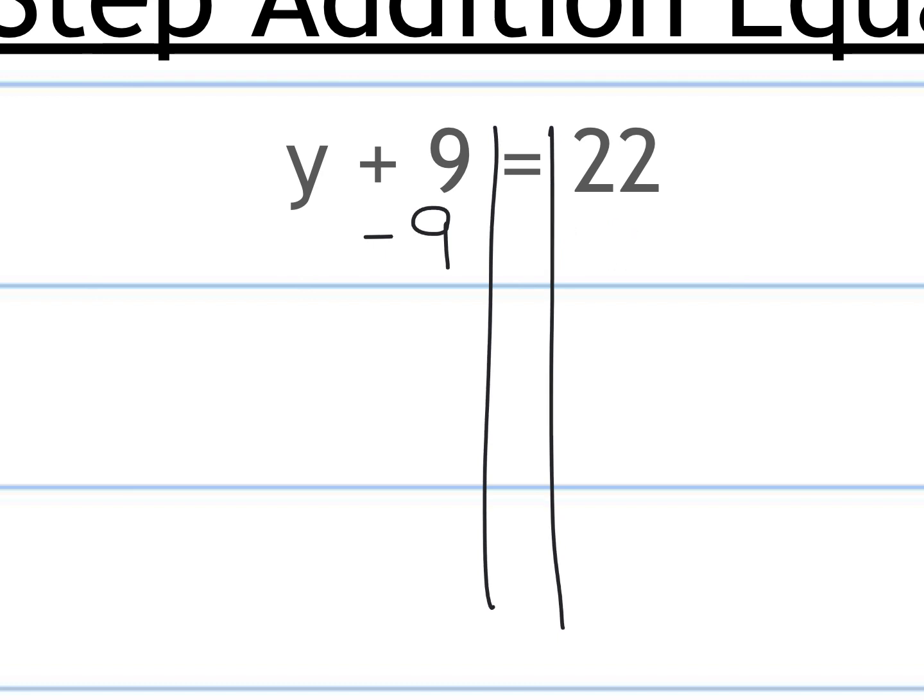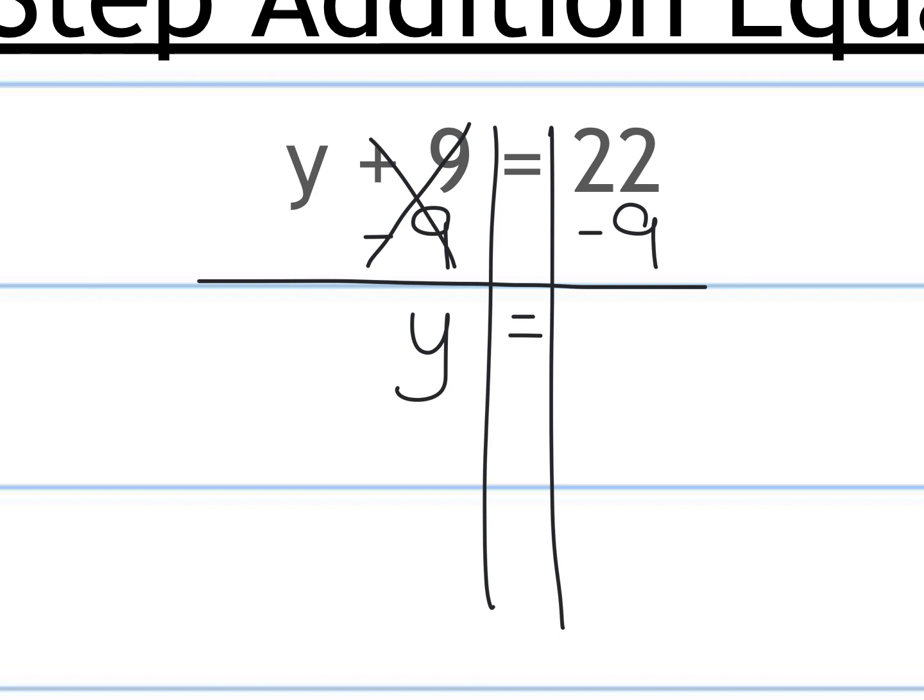Oops, I was looking at the 22. And then I'm going to draw a line because that's the end of my first step. 9 minus 9 is 0. So I like to actually just cross it out, or I know some people put a 0 around it, but I cross that out because that's gone, and now I just have y alone, which we wanted to isolate it. And then I do 22 minus 9, which is going to be 13.